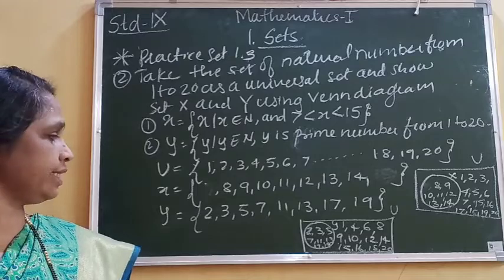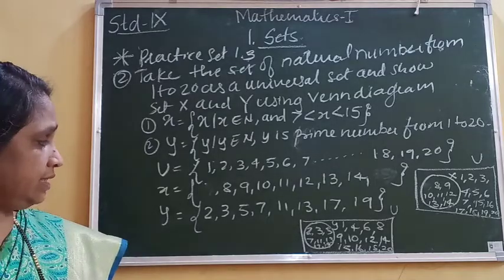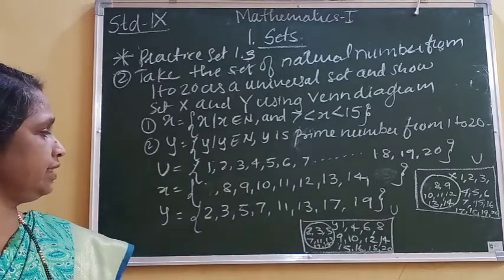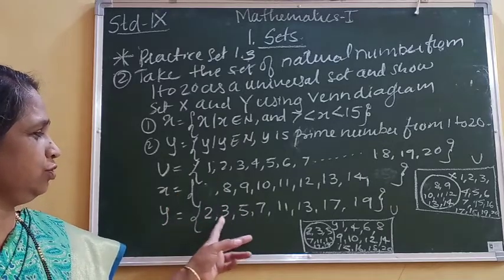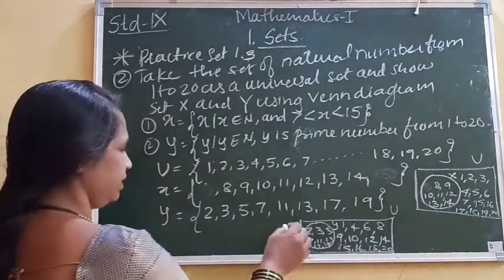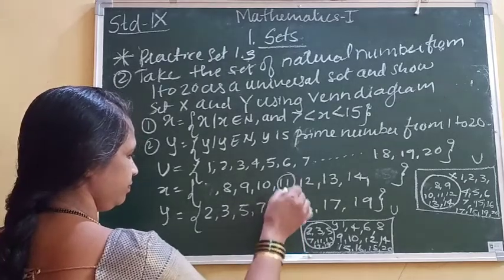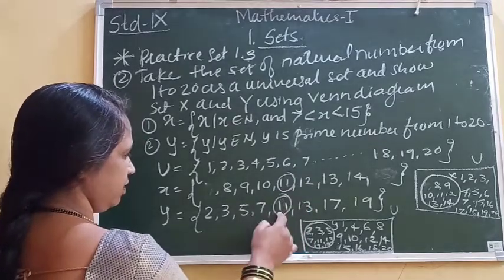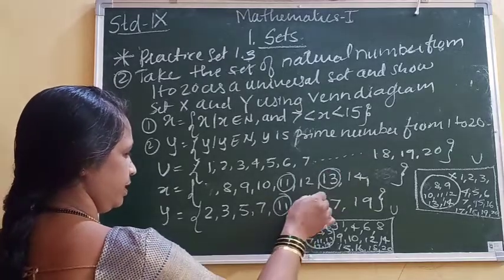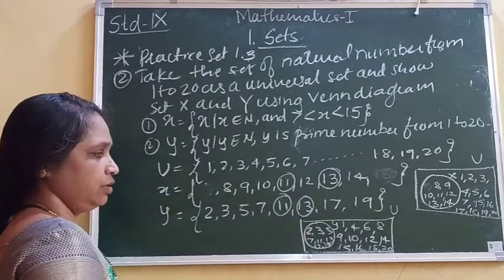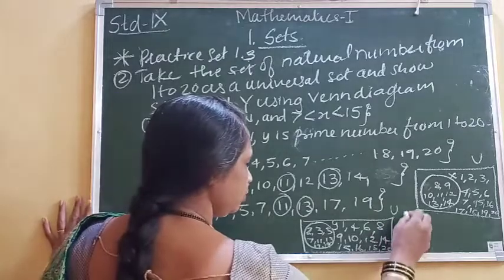Now there is one more way that you can represent it. Which elements are present in both, common, that you will write once only. Means here 11. Which other element is present? See, 13 is also present. Okay, so that is how the third diagram shows this.